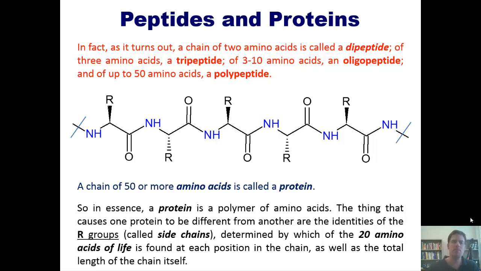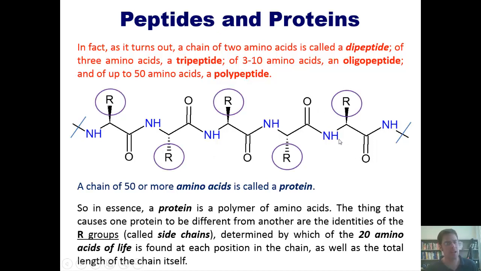The thing that causes one protein to be different from another are the identities, once again, of the R groups, called side chains, from one group to the next. This is determined, of course, by which of the 20 amino acids of life is found at each position in a particular protein's chain, as well as the total length of the chain itself.